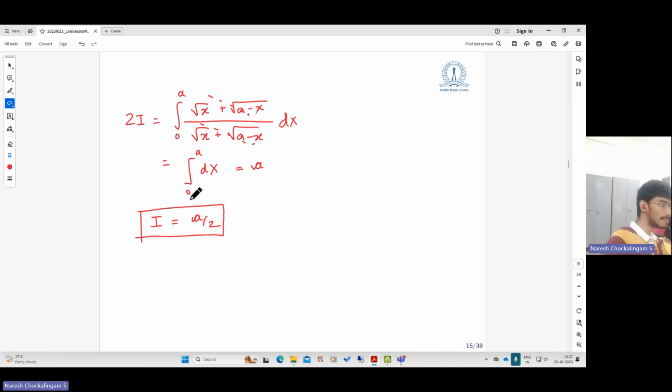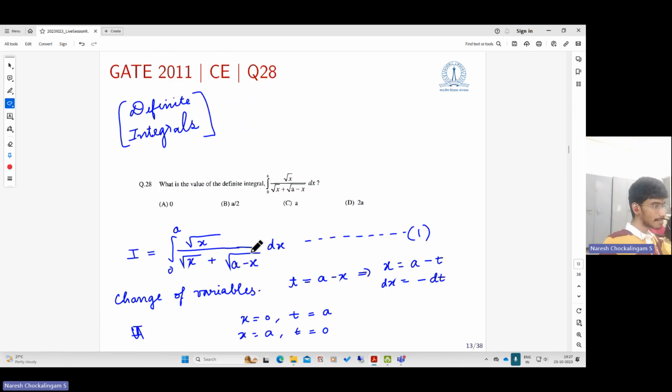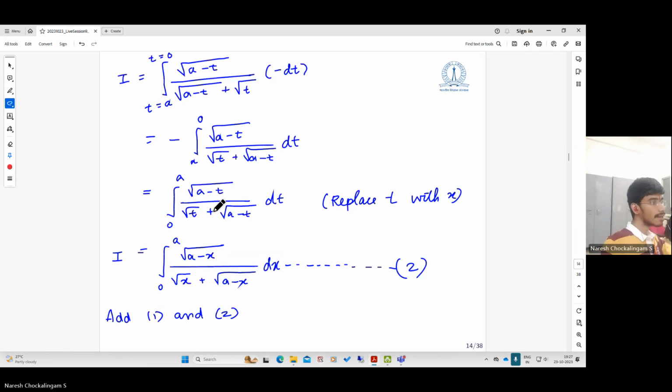So as I said, this problem is very simple just because the integral itself is from 0 to a. If we change the limits of the integration, or if it becomes a problem in indefinite integrals, then it is very difficult to solve this problem. So the correct answer to this problem is a by 2, which is option B. Let us go to the next problem.